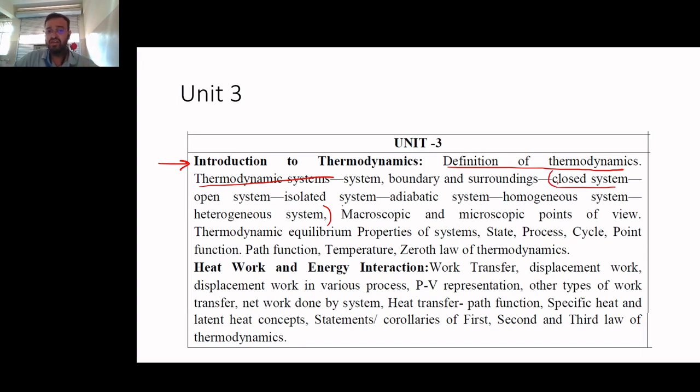Then we have to understand different approaches in thermodynamics, that is the macroscopic as well as the microscopic approach, that is the approach or point of view. Then we have to talk about equilibriums, because often we don't look at the process, but we look at what happens at the end of the process. So we have to think about the concept of thermodynamic equilibrium. Then, of course, we have to look at properties of systems, states, processes, cycles, point and path functions, temperature, and then we'll be starting with our laws of thermodynamics.